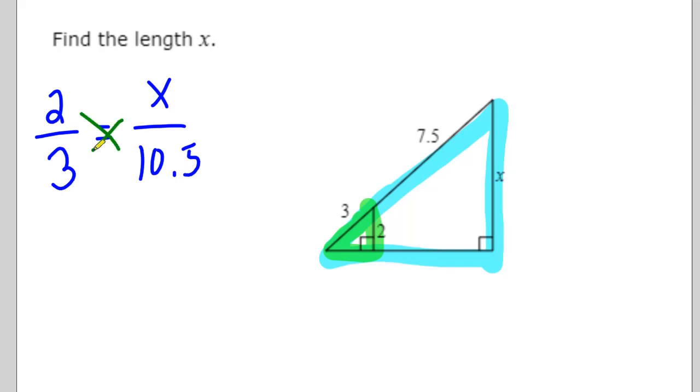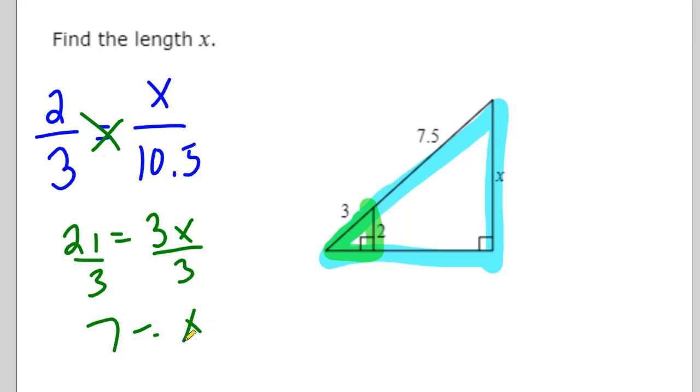So I get 21 equals 3x, and then I divide by the 3. So 7 equals x. So that's going to be that side there, which is 7.